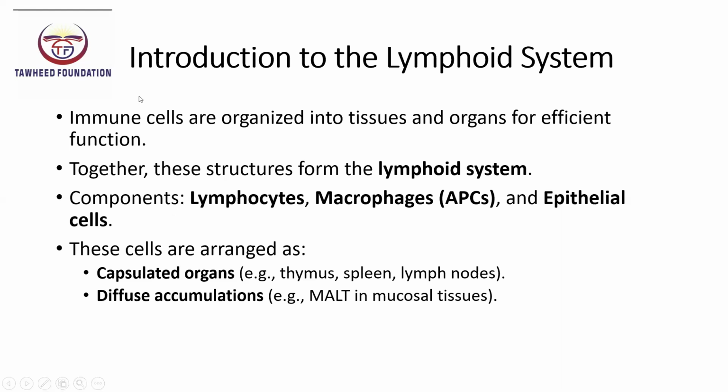So, these immune cells are organized into tissues and organs for efficient function. Together, these will form the lymphoid system. Components include lymphocytes, macrophages, and epithelial cells. These cells are arranged as capsulated organs or diffuse accumulation. Capsulated examples are thymus, spleen, and lymph nodes. Diffuse accumulation example is MALT in mucosal tissues.